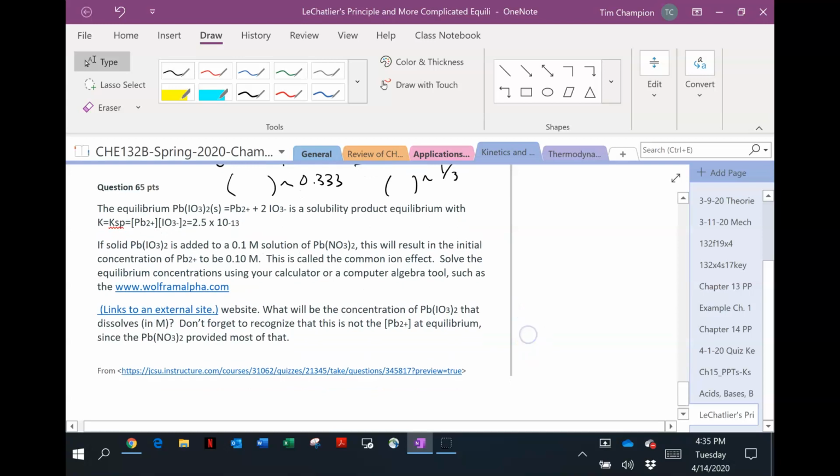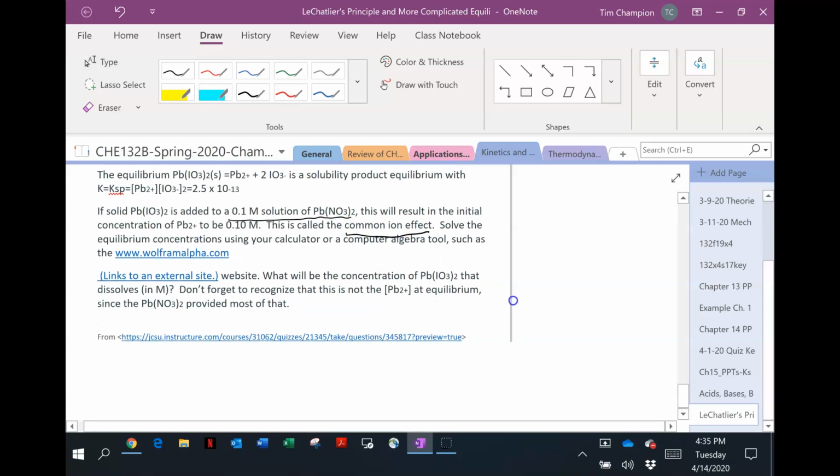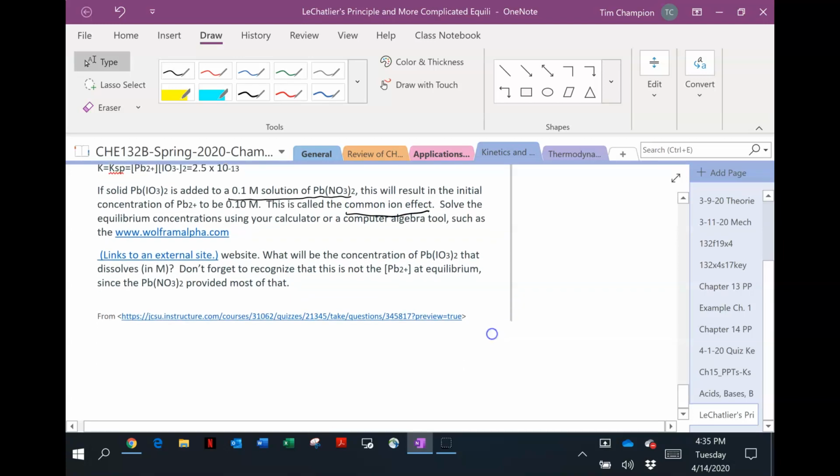is the same situation, except now we're starting off with a 0.10 molar solution of lead nitrate, using something called the common ion effect. So this is going to be a much more complicated problem, but we're going to do our ICE chart just like we did before. Write our equilibrium. And we're ICE. Now the difference is, we don't really care again about the solid.